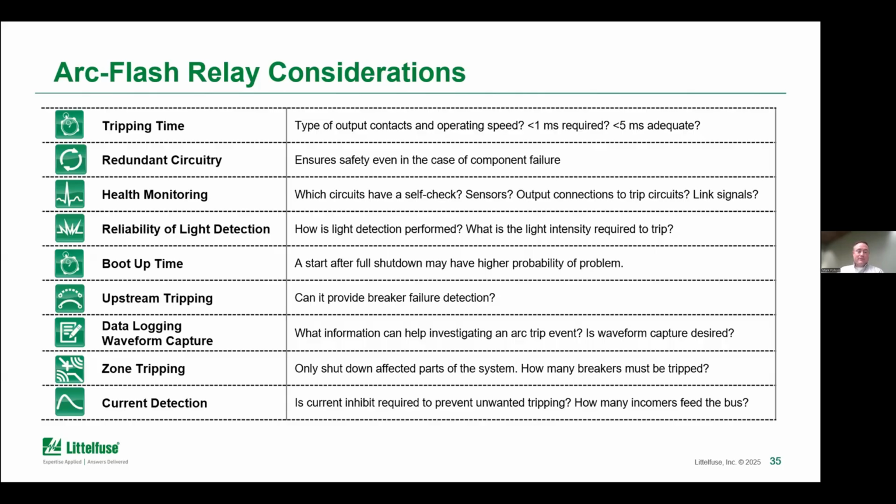And finally, the current detection. The conversation about that needs to be, is that required? What is truly the likelihood that somebody would go in with a high power flashlight and cause an issue? And if so, then adding the current inhibit. But keep in mind, then the conversation shifts to, well, how much current do you want to use as your level where you're going to say an arc trip should proceed?